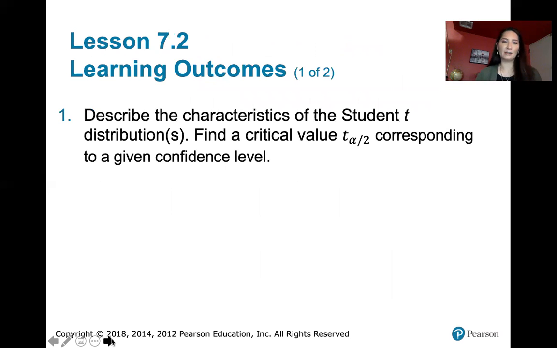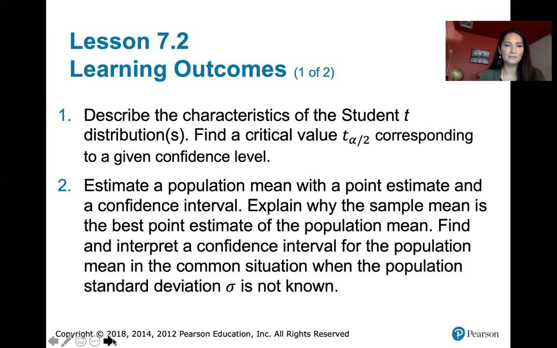So here are our learning outcomes. In order to get us ready to find the confidence interval for the population mean, we're going to talk about the characteristics of the student t distribution, or you can think of them as student t distributions, because they change. The shape changes slightly as the sample size changes. And then after we describe the characteristics of the student t distribution, we'll learn to find a critical value t sub alpha over 2 corresponding to a given confidence interval.